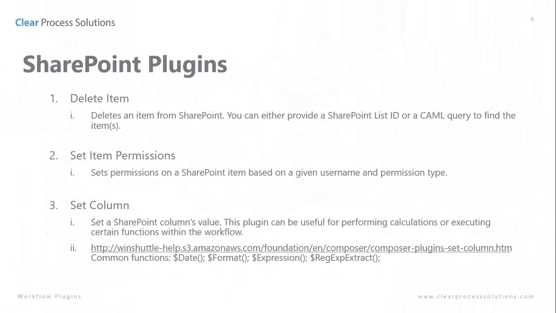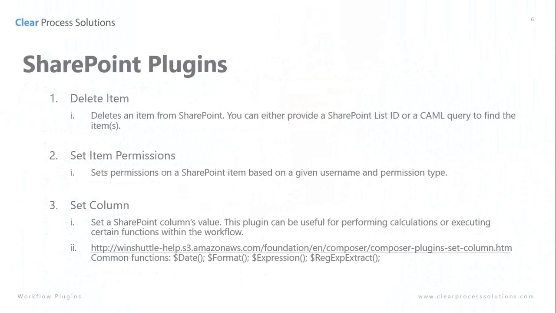So most commonly we'll add a SharePoint ID into there, because that's the most direct way of accessing a SharePoint item. But there is an option to provide a CAML query, which will allow you to base your search for an item off of a lot more than just a list item. So really any other column that's in the list, you can base that off of.